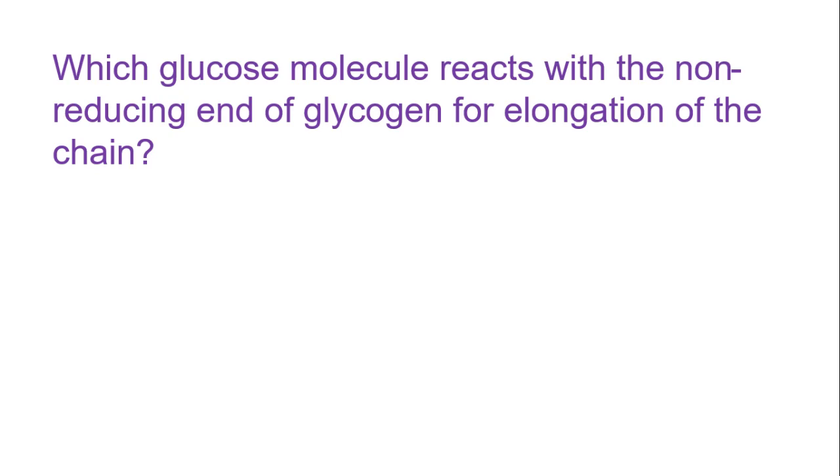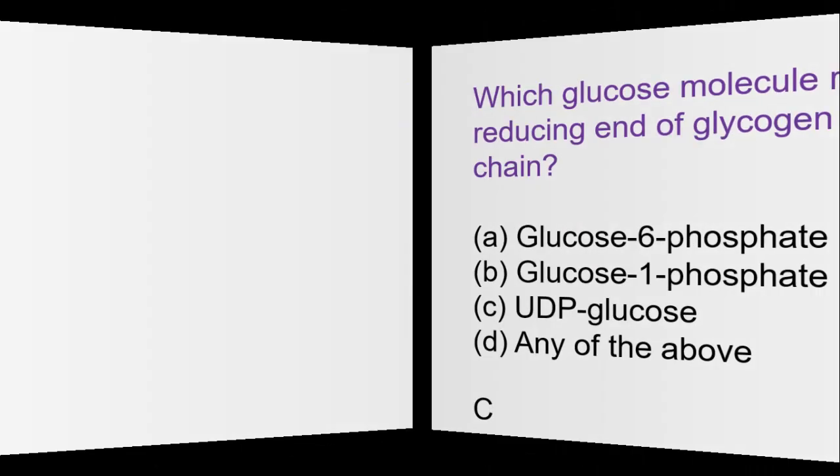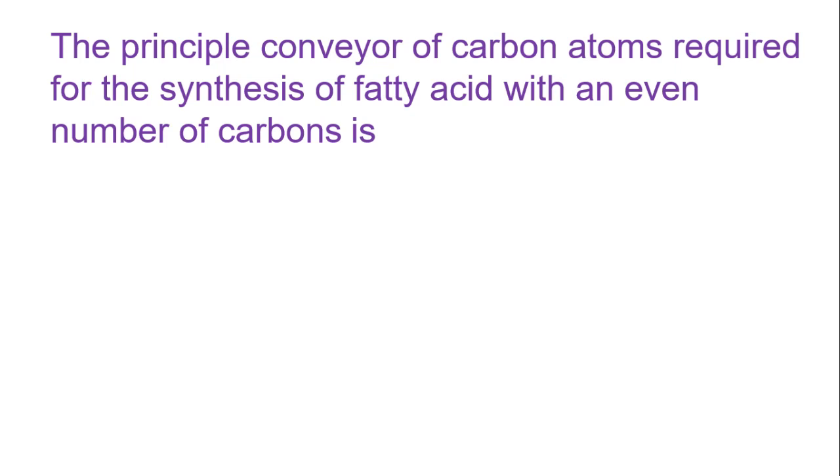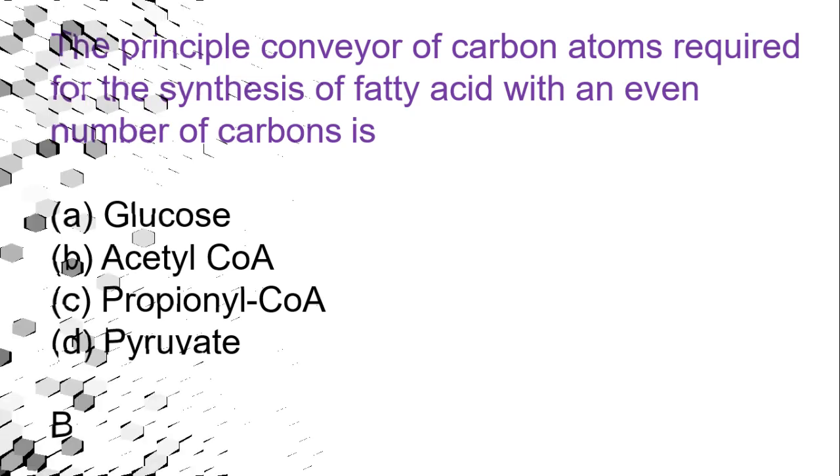Which glucose molecule reacts with the non-reducing end of glycogen for elongation of the chain? A, glucose 6-phosphate; B, glucose 1-phosphate; C, UDP glucose; D, any of the above. The answer is C, which is UDP glucose. The principal conveyor of carbon atoms required for the synthesis of fatty acids with an even number of carbons is A, glucose; B, acetyl coenzyme A; C, propionyl coenzyme A; D, pyruvate. The answer is B, which is acetyl coenzyme A.